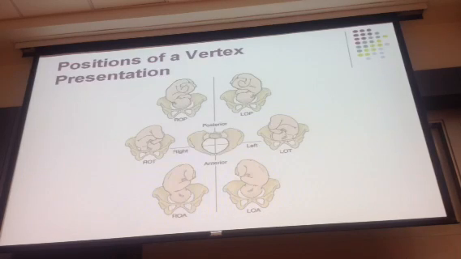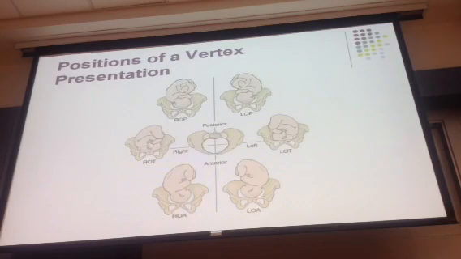So left occiput anterior. This would be left occiput posterior, right? All right, then we have some in the middle here. Those are our transverse babies. Their heads, or their occiputs, are pointing out to the side of the mom's body, like that and like that.